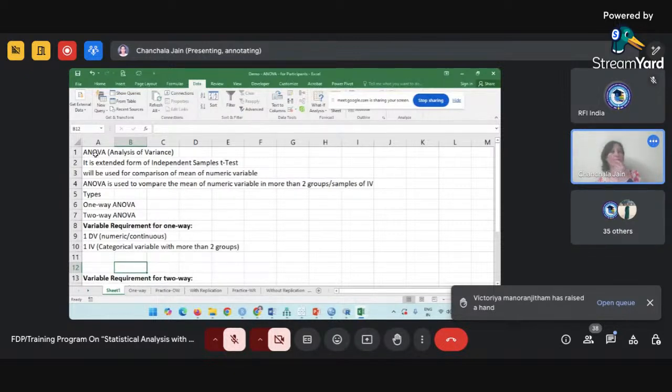When I talk about one-way ANOVA, actually one-way ANOVA is the real extension of the independent samples t-test, because you can see in both cases the variable requirement is the same.